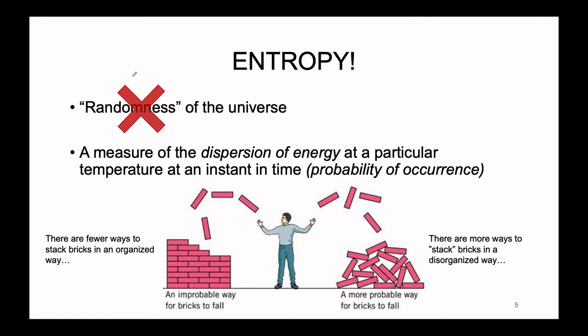Entropy can appear to be randomness, but in the great world of cause and effect, randomness does not cause entropy, but entropy can appear to cause randomness. All right, well, if entropy is not just a measure of the randomness of the universe, what is it? Entropy is a measure of the dispersion of energy at some particular temperature at an instance in time.